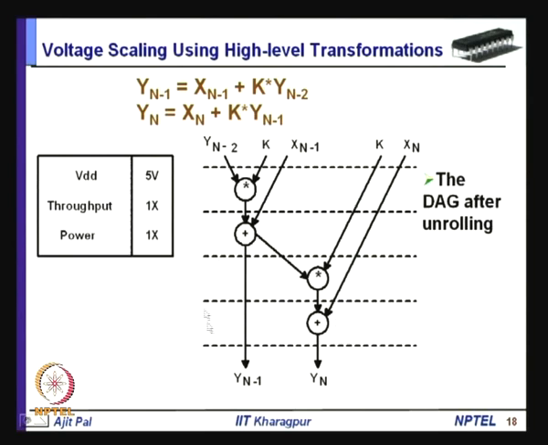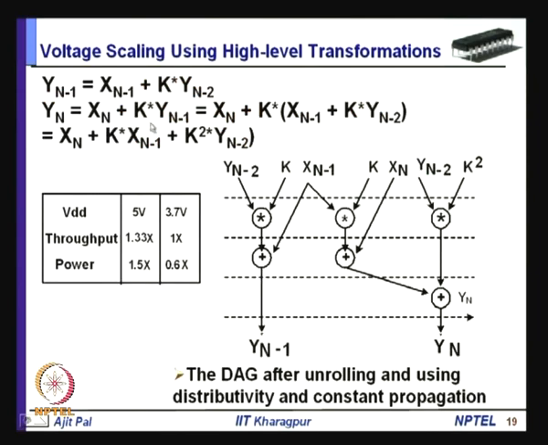So, simply by doing loop unrolling, it does not give you much benefit unless you exploit some features of loop unrolling. What can be done? You can do some transformation. So, here what we are doing, we are using a technique like constant propagation and using the property of distributivity, and by doing that you can see the computation can be done in 3 steps, in 3 clock cycles.